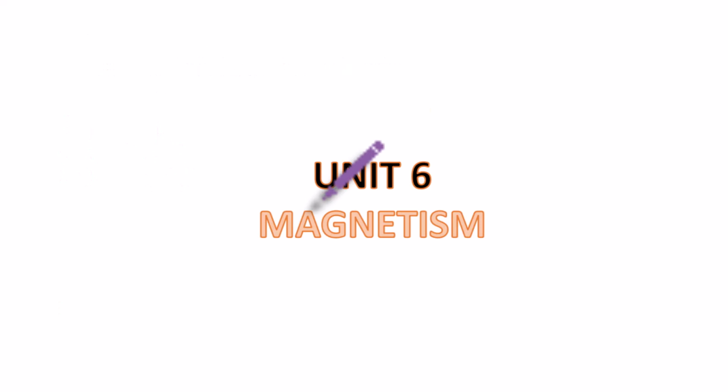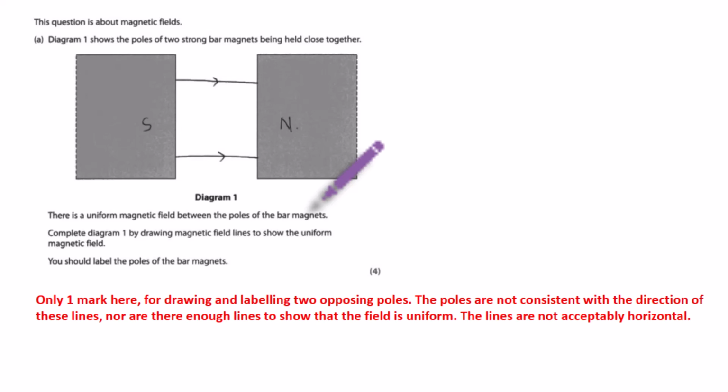Let's move on to the next one, magnetism. This question is about magnetic fields. Diagram 1 shows the poles of two strong bar magnets being held close together. There is a uniform, be very careful about the keywords in the question, there is a uniform magnetic field between the poles of the bar magnets. Complete diagram 1 by drawing magnetic field lines to show the uniform magnetic field. Okay.